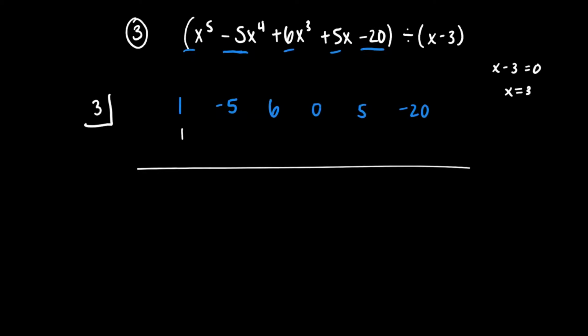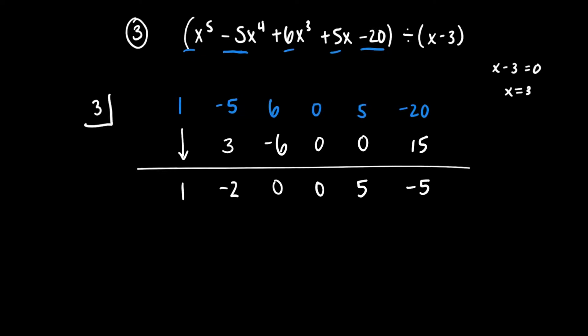All right, so we're going to bring the 1 down, and then we multiply up and then add down. So 3 times 1 is 3. Negative 5 plus 3 is negative 2. 3 times negative 2 is negative 6. 6 plus negative 6 is 0. 3 times 0 is 0. 0 plus 0 is 0. 3 times 0 is 0. 5 plus 0 is 5. And then 3 times 5 is 15. And negative 20 plus 15 is negative 5.